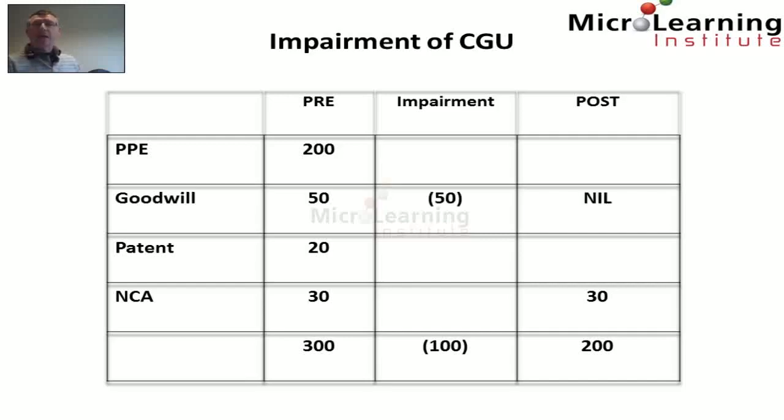The first allocation of the overall impairment of 100 goes against the carrying amount of goodwill. This is in line with IAS 36, and consequently the goodwill amount, which was sitting at $50,000, is impaired fully down to zero. However, of course, we still have the remaining $50,000 of impairment to allocate against the other elements in the cash generating unit. And IAS 36 tells us that we do this pro rata with respect to the carrying amount.